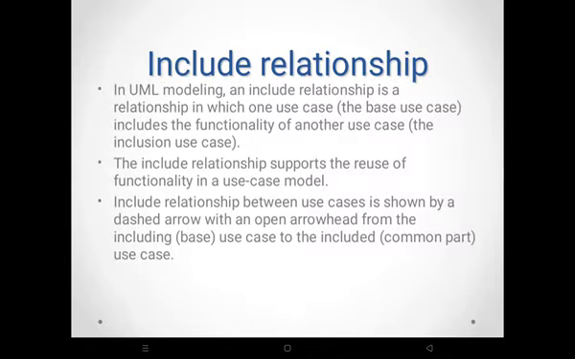Why do we go for this include relationship? Reuse of functionality. This is a very, very important point. Student, please understand this point. Why do we go for include relationship? Reuse of functionality in a use case model. So what is include relationship? One use case can include the functionality of another use case. Why do we go for include relationship? It supports the reuse of functionality in a use case model.